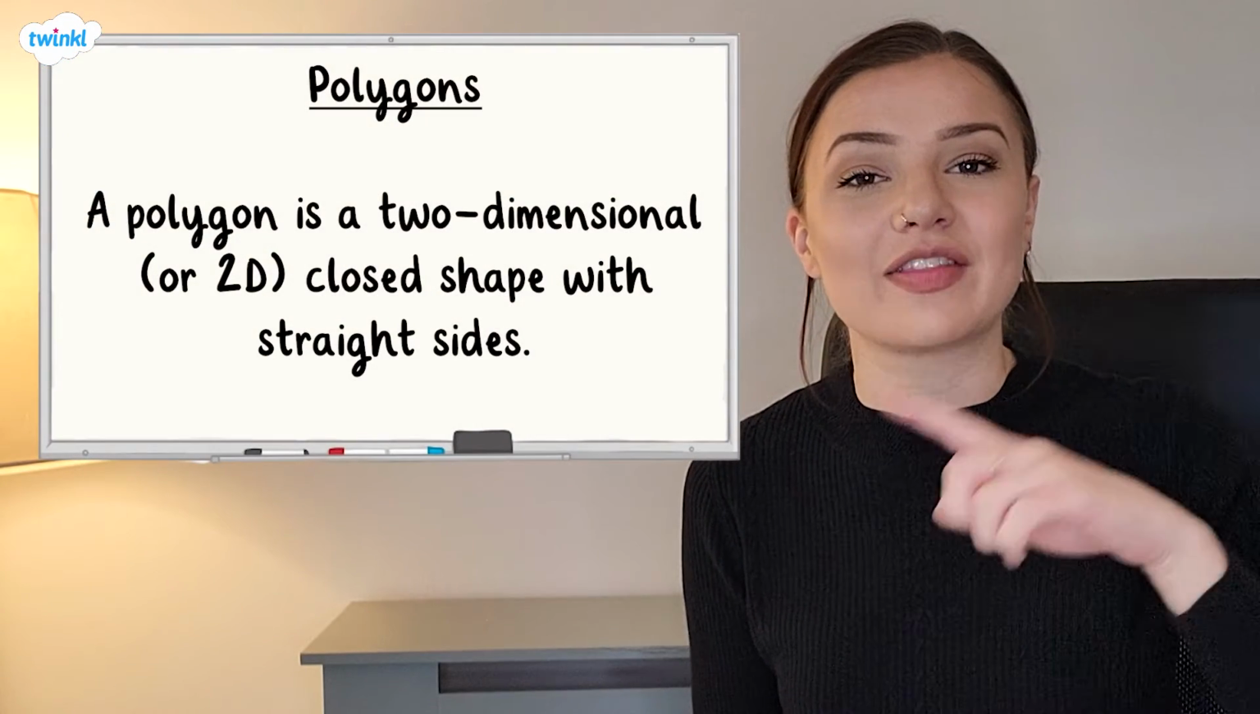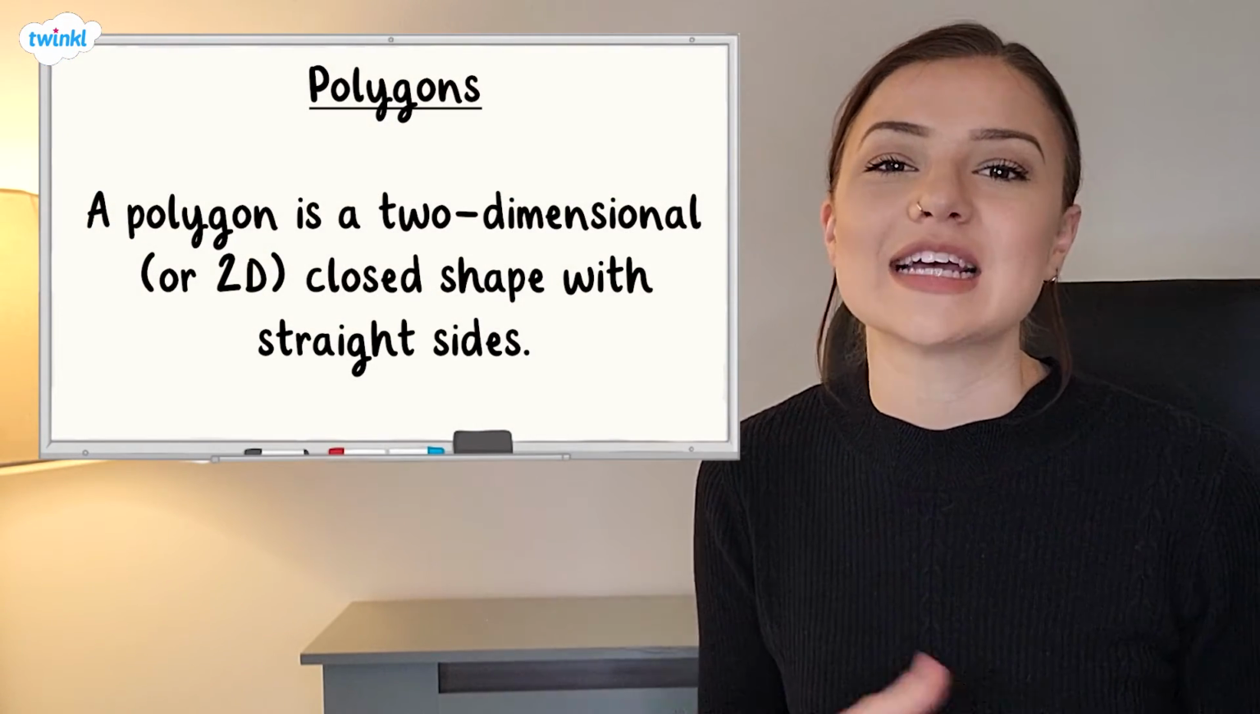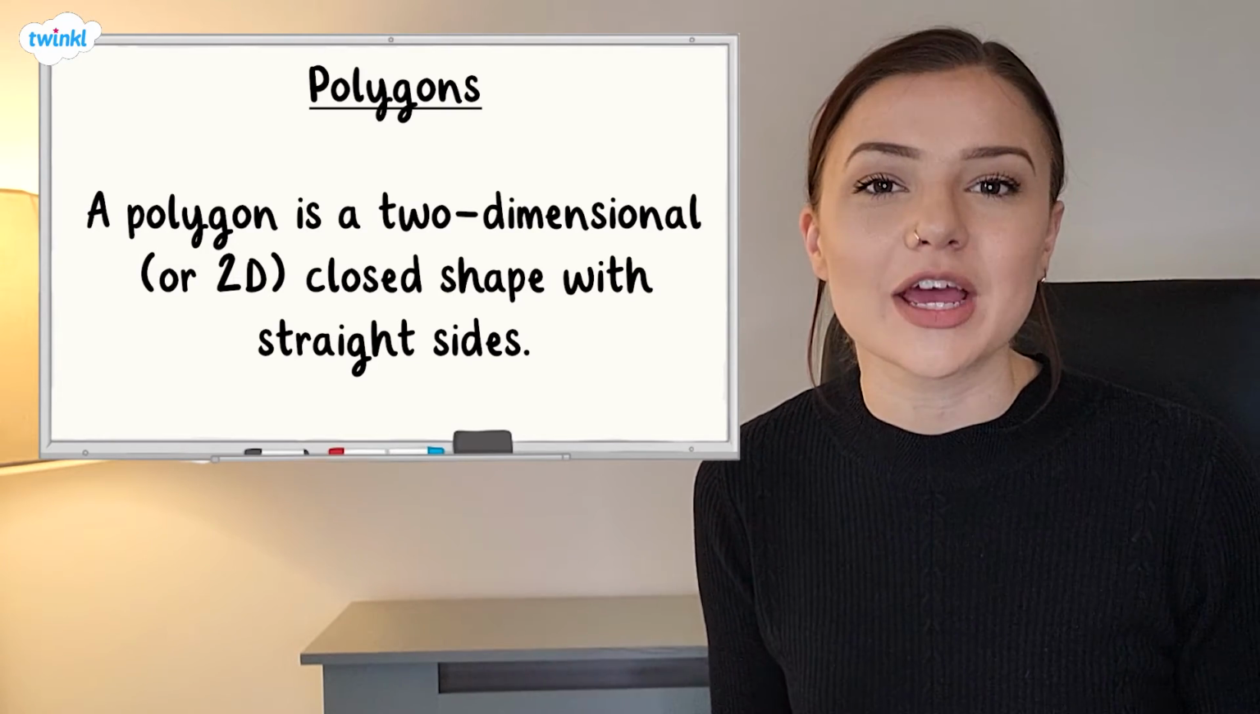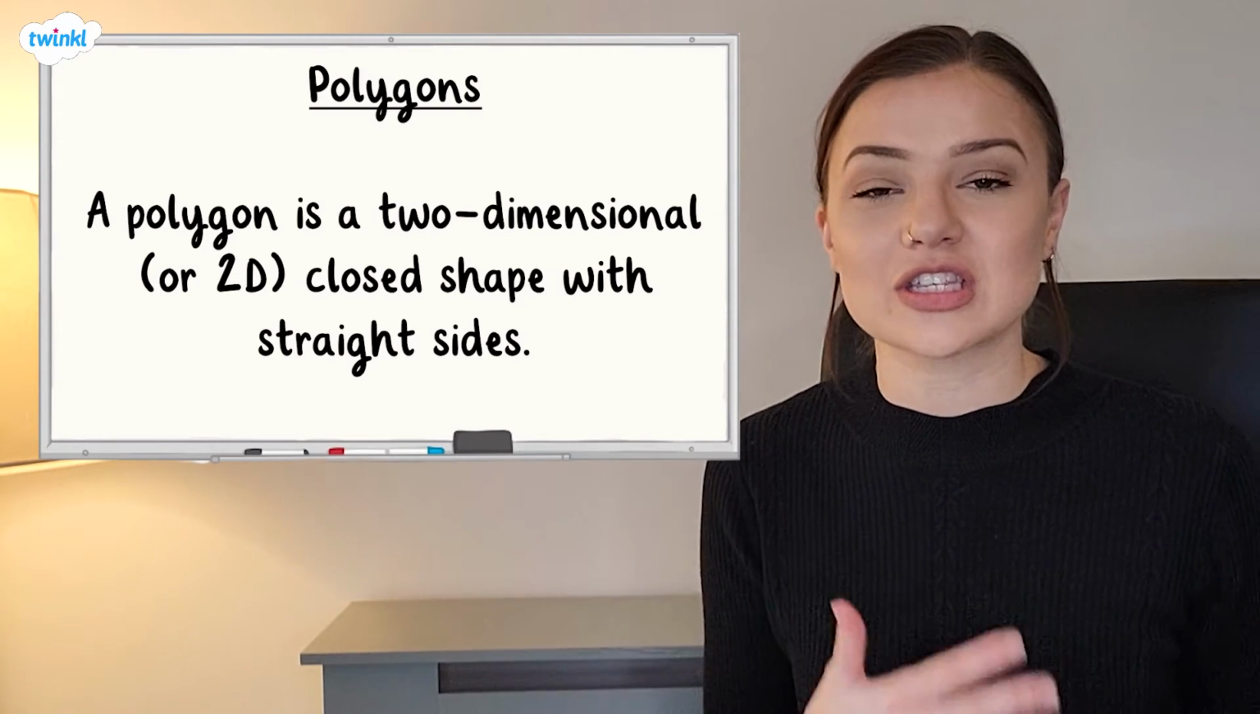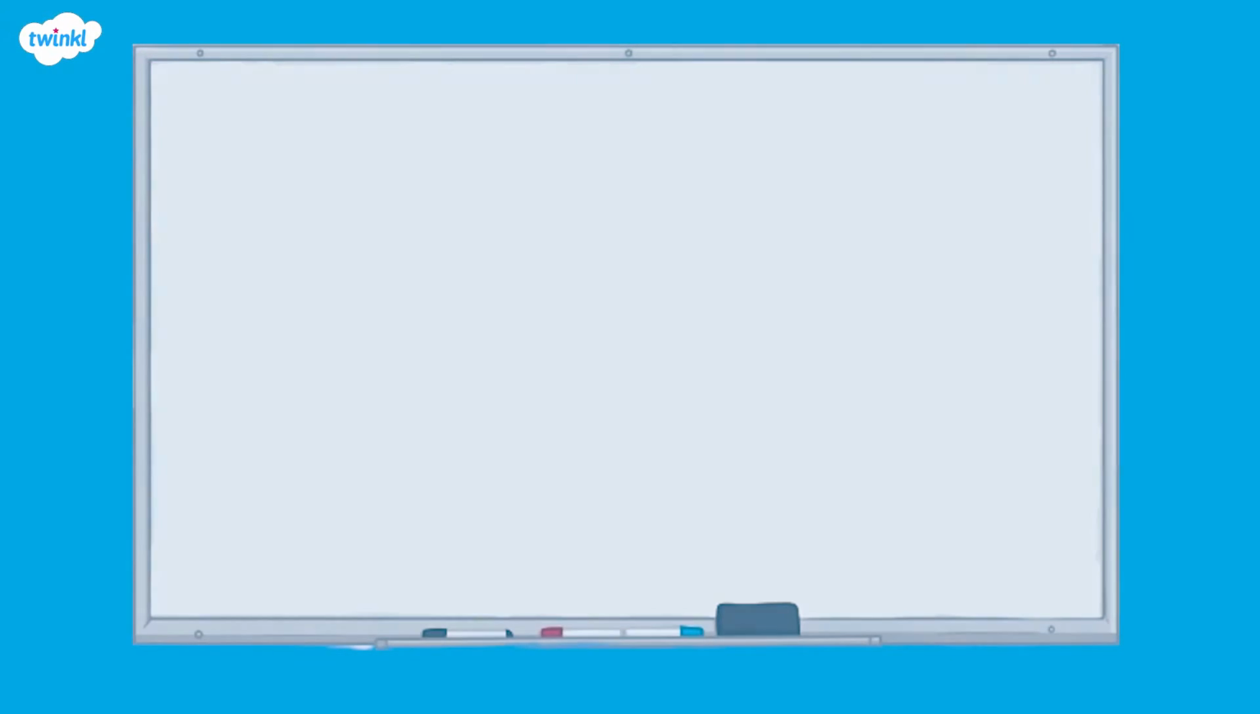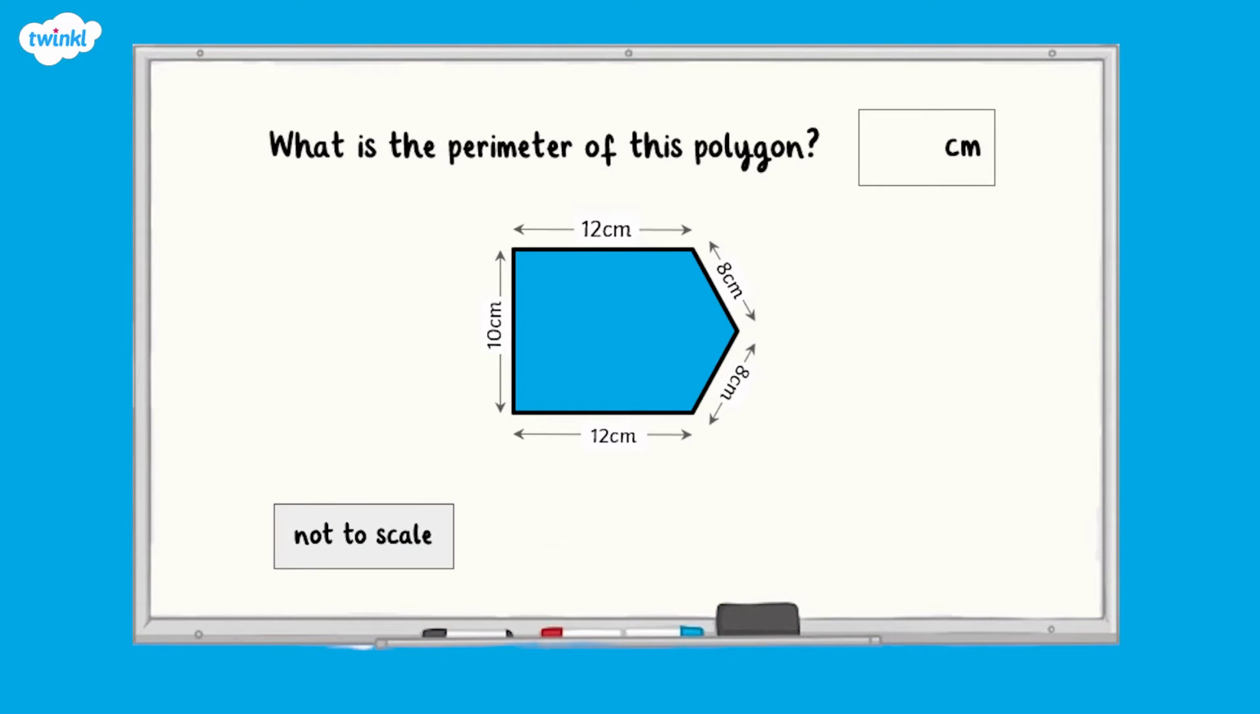Perimeter is the distance around the outside of a shape. Perimeter is measured in length and it is calculated by adding together the length of each side of the shape. To calculate the perimeter of this shape, we would need to add together each length. We can start by writing this as a calculation.